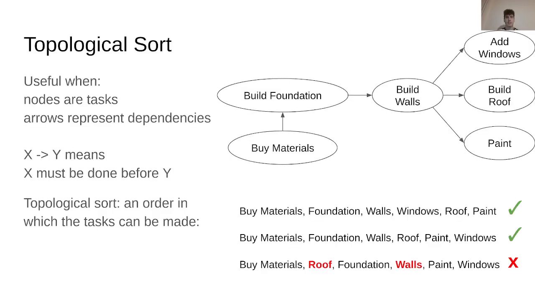Let's see first what this is. So the topological sort is useful when all the nodes are tasks. So in this case we want to build a house, and we have the following tasks. We have to buy materials, build the foundation, build the walls, add windows, the roof, and put some paint.